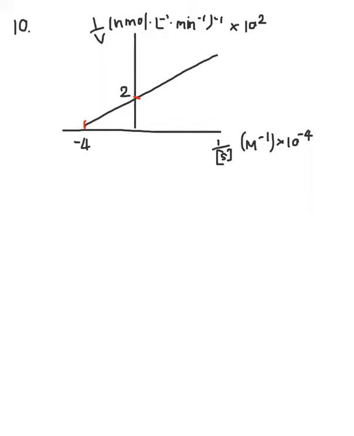Number 10 from the book, you have a Lineweaver-Burk plot here, and the question gives you the intercept for both axes. The y-axis, you have the y-intercept at 2, and then on the x-axis, you have -4 as the x-intercept. So the question asks you to calculate the value of Vmax and Km.